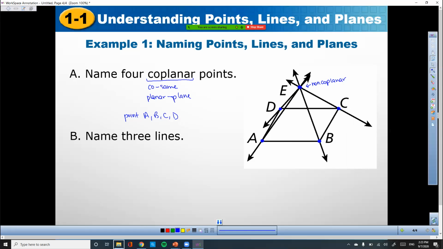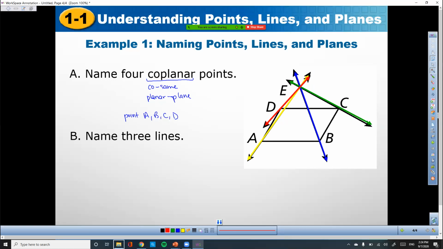Example letter B, let me go ahead and erase this. For letter B, they want us to name 3 lines. So if you see here, I have a total of 4 lines. I have line AE, and then line BE. I have another line here, line CE. And lastly here we have line DE. We have these 4 lines right here, and they want us to name any 3 of them.